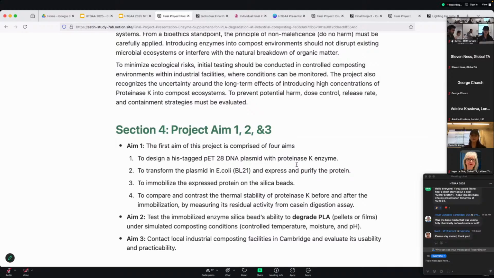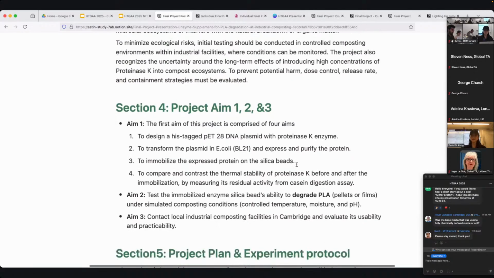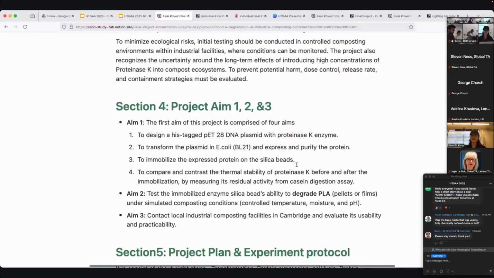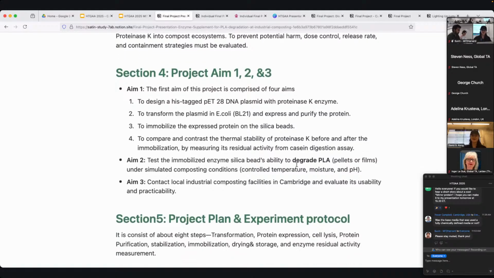Aim 2 is to test the immobilized silica beads to degrade PLA under simulated composting conditions. And aim 3 is to contact a local industrial composting facility in Cambridge and evaluate its practicability.